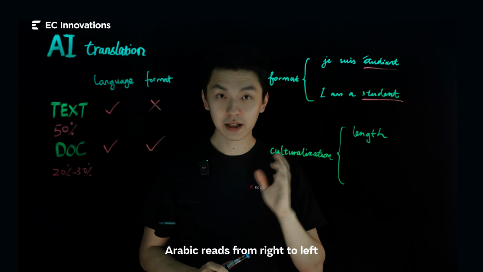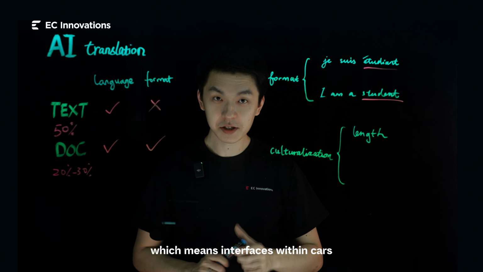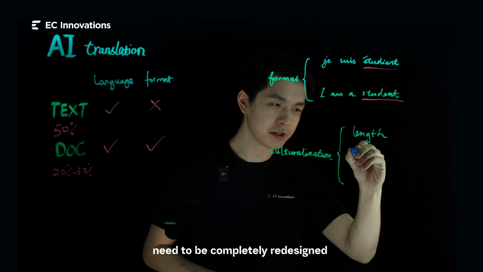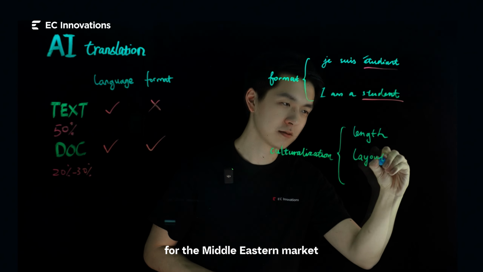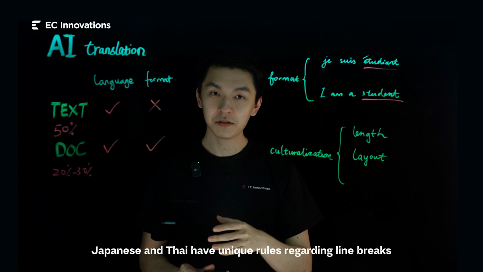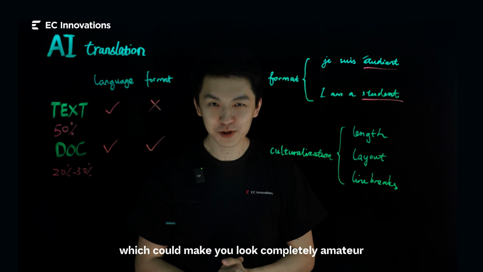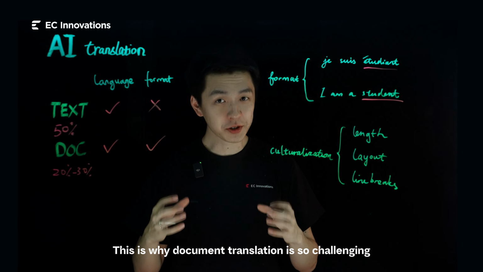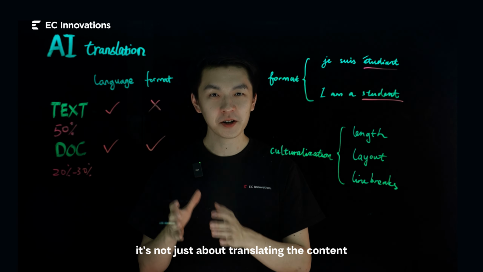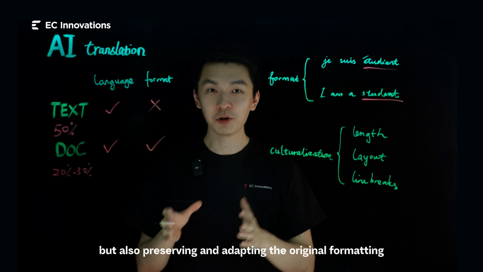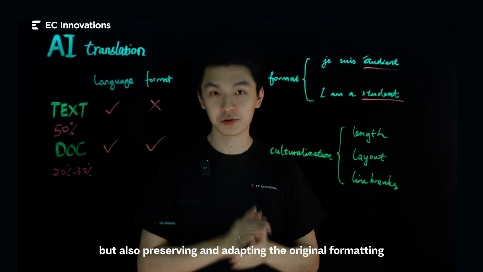Arabic reads from right to left, which means interfaces within cards need to be completely redesigned for the Middle Eastern market. Japanese and Thai have unique rules regarding line breaks, which could make you look completely amateur if not carefully observed. This is why document translation is so challenging. It's not just about translating the content, but also preserving and adapting the original formatting.